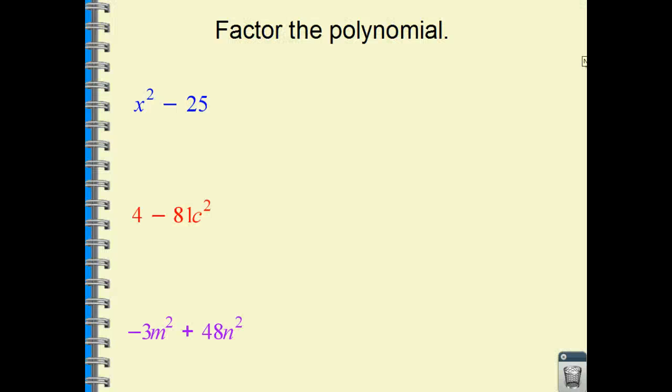The first indicator is a subtraction sign. It's a difference. And then the second indicator is that each of the terms are perfect squares. So noticing that, we can do the quick pattern. So x squared minus 25. I can put down my two binomials. Alternating signs, I could go either way. Minus plus or plus minus.